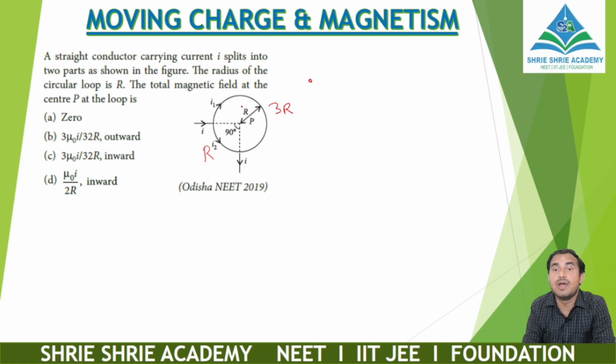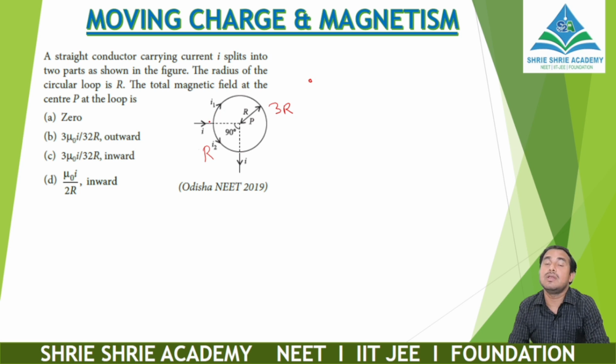And you know how to divide the current. I1 is equal to... here more resistance, less current, and here less resistance, more current. Then you have to find out the magnetic field. That magnetic field you have to find out here. One is actually current going in the anti-clockwise direction and here current is going in the clockwise direction.